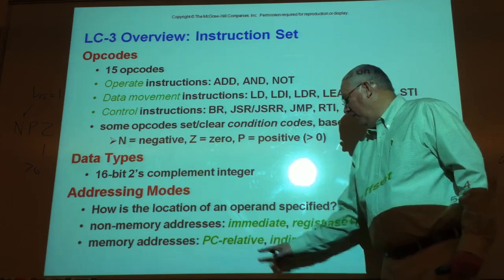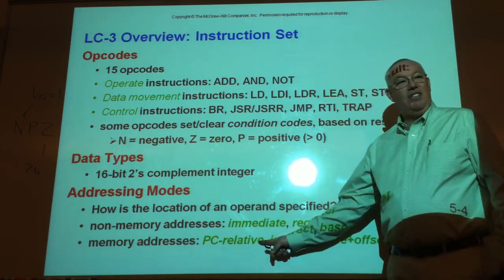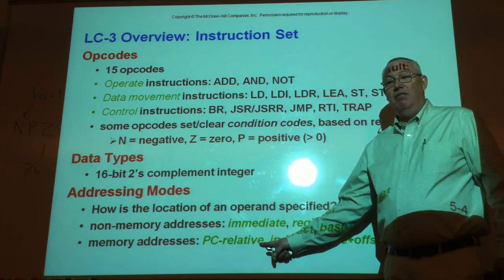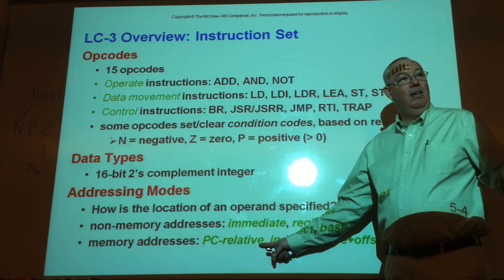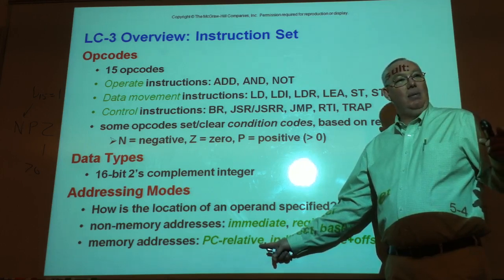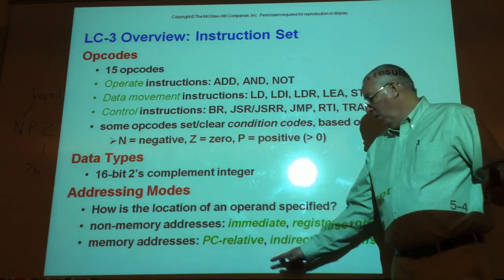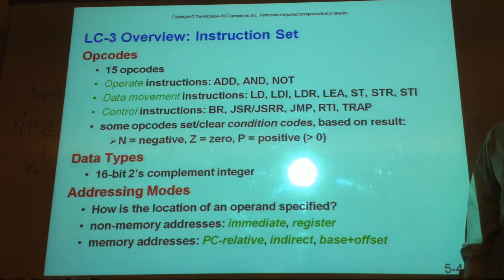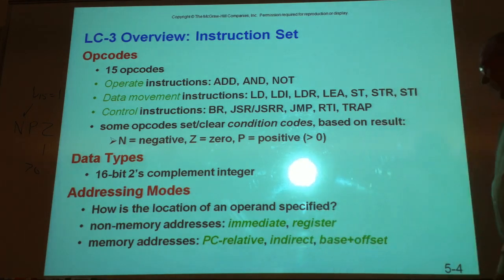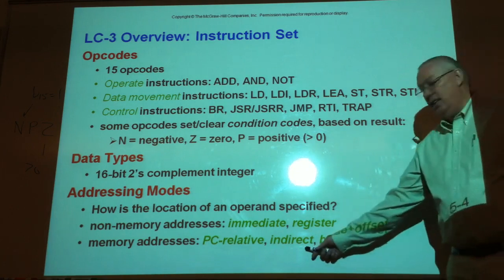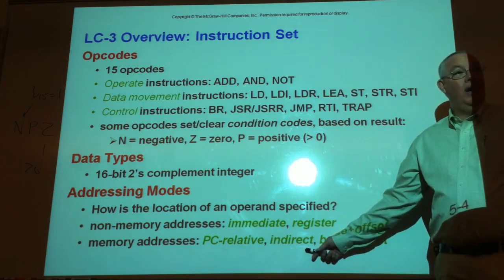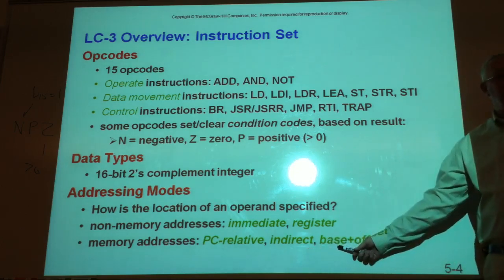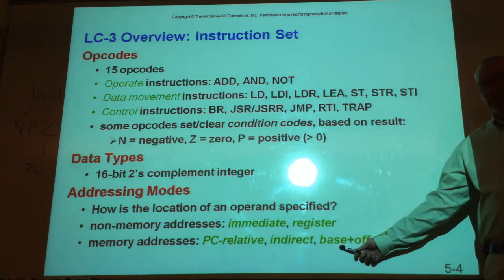This is PC relative. In other words, I can give an offset to the program counter. I give an offset of 5 to the program counter; it'll take the PC, add 5, and go get that. Or I can give it a negative number, so I can offset above or below the program counter. So this is relative. Indirect addressing, what's indirect? It's a pointer. And then base offset. A base would be a base register, and then I can have an offset.